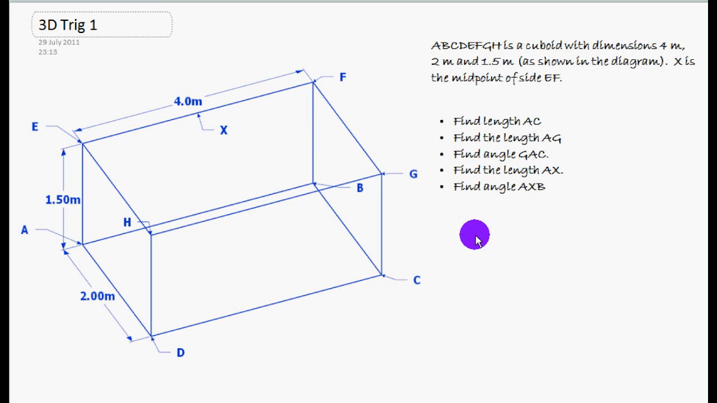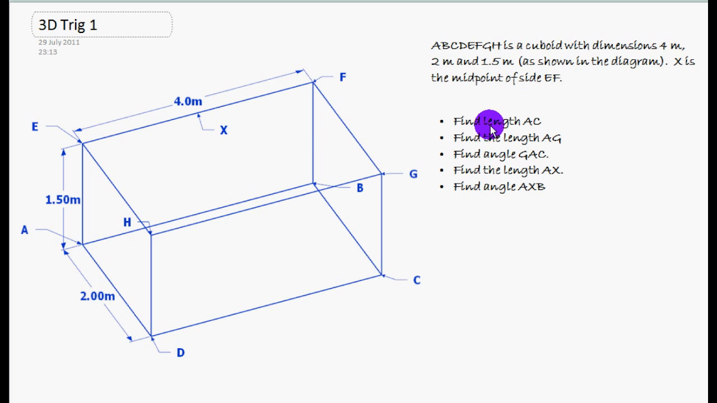Okay, here we have a cuboid ABCDH, with length 4 meters, height 1.5 meters, and width 2 meters. And we're going to try and work out some lengths, knowing that X is the midpoint of the side EF. So here's EF, and there's X, and it's on the midpoint. So that distance from E to X will be half of 4, which is 2.